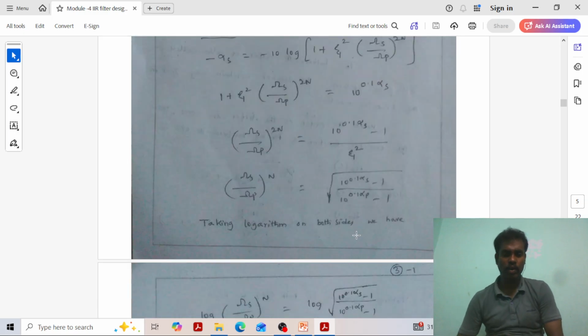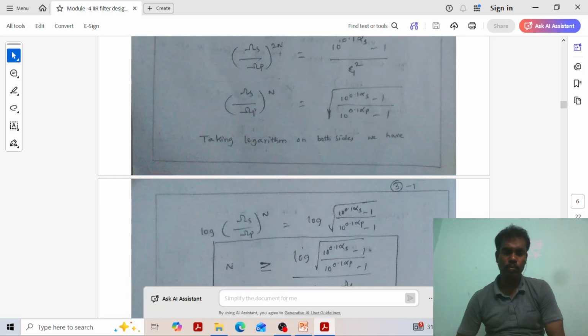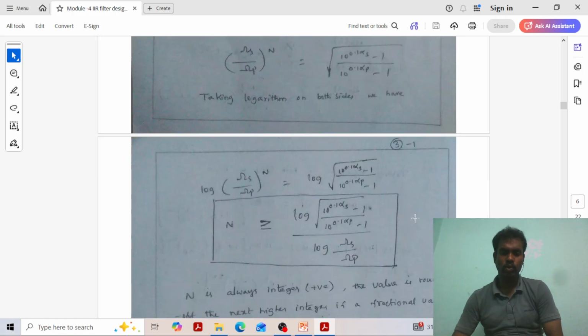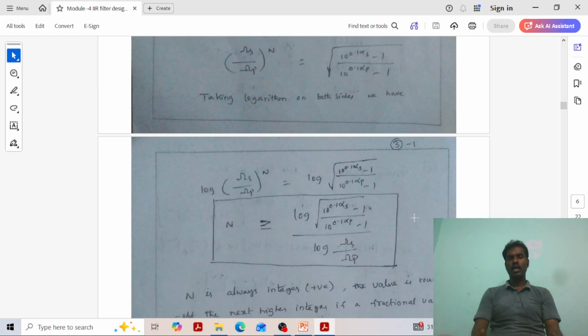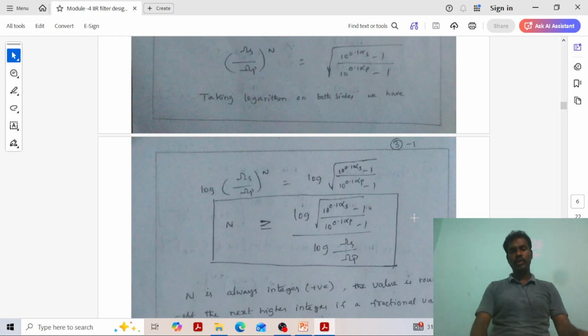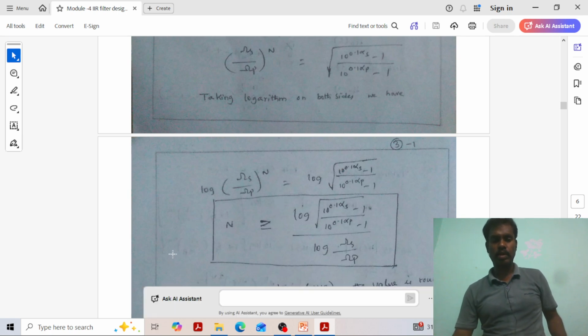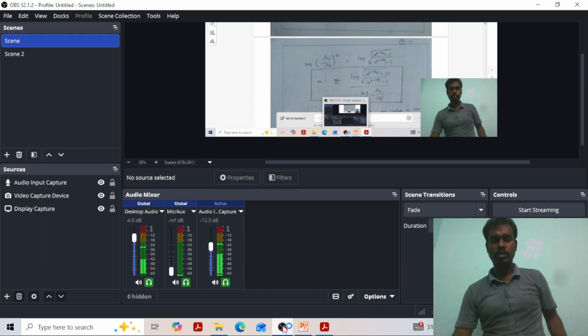We'll get the final formula for the order. N is equal to logarithm of square root of (10 power 0.1 alpha s minus 1) by (10 power 0.1 alpha p minus 1), divided by log of omega s by omega p. So if you see, all the terms in this formula are either omega p or omega s, the pass band frequency or stop band frequency, and then alpha p and alpha s.